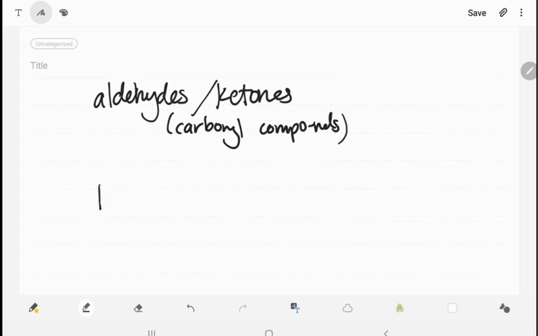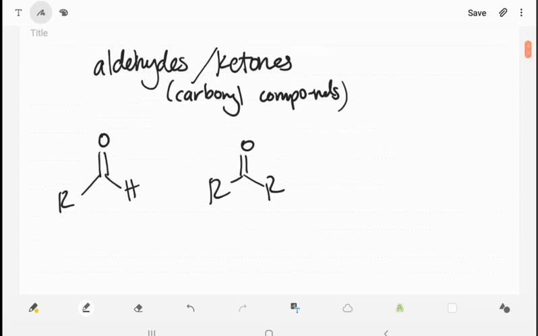And let's take a look at some. Remember, an aldehyde has at least one hydrogen on it, and the ketone would have only carbons. So formaldehyde has 2 hydrogens, all the rest of the aldehydes just have 1 hydrogen, and then all the ketones have at least 2 carbons on each side. So this would be an aldehyde. This would be a ketone.